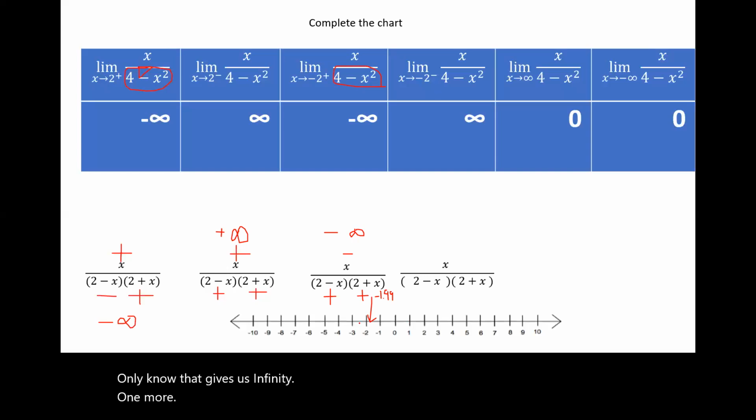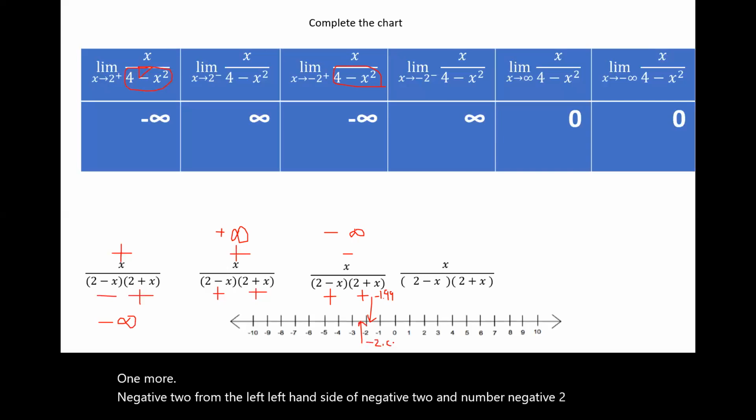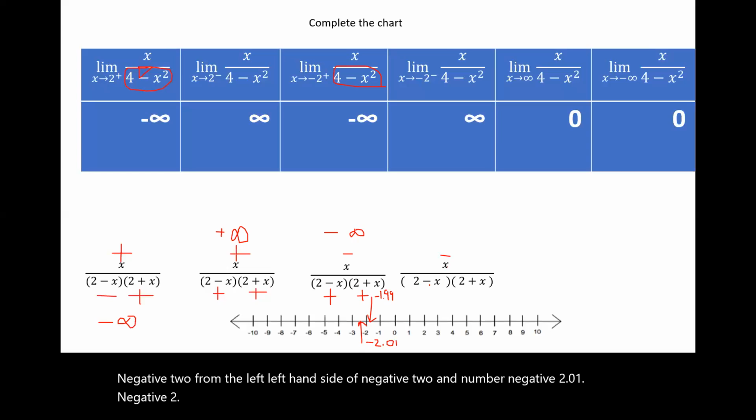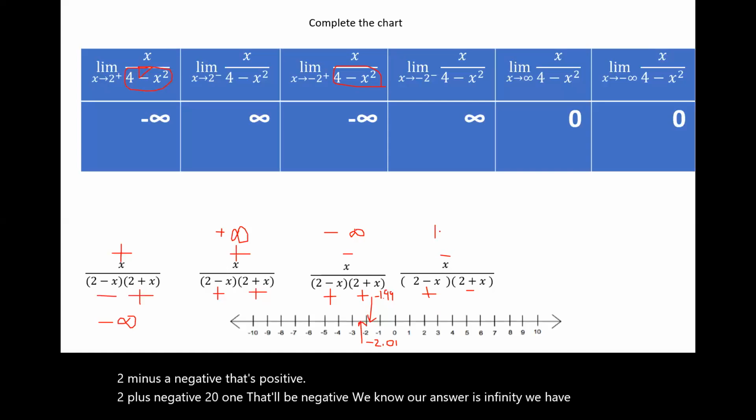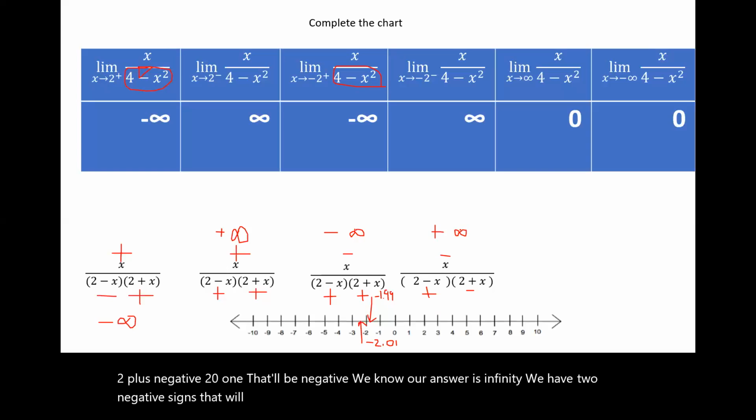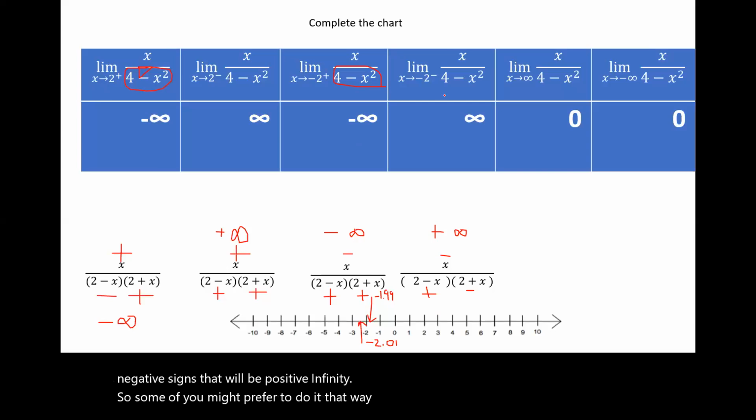-2 from the left-hand side of -2. A number like -2.01. -2. 2 minus a negative, that's positive. 2 plus -2.01, that'll be negative. We know our answer is infinity. We have 2 negative signs. That'll be positive infinity. So some of you might prefer to do it that way, or you can do what we showed you earlier. Now these two limits.